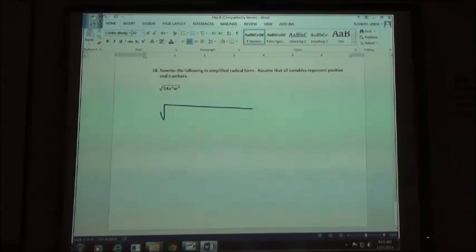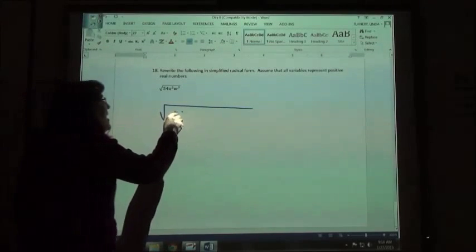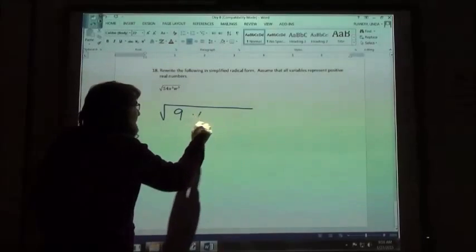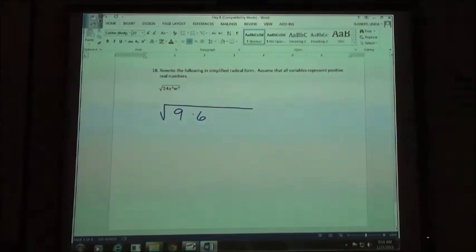Is 6 a perfect square? No? Well, 9 times 6. I like the 9 answer better than the 6 answer because 9 is my perfect square. It happens to be 9 times 6 being 54. So when you look here, I'm doing 54. 64 doesn't work, 49 wouldn't, 36 wouldn't, 25 wouldn't, 16 wouldn't, but 9 does, right? 9's on my list of perfect squares.